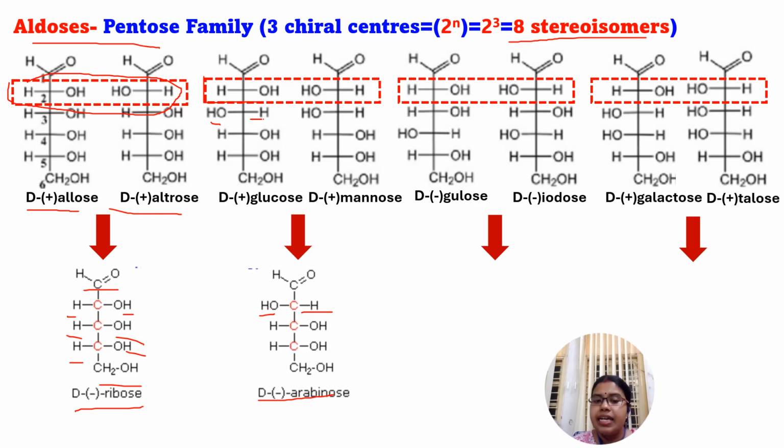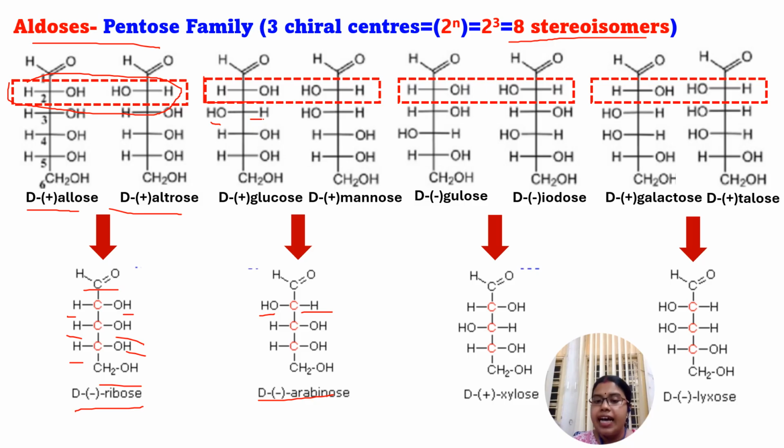From the next pair, that is gulose and idose, we will get the next member, that is xylose. So if we again delete C2, we will get xylose, the third family member of the aldopentose. And again from the last pair, that is galactose and talose, we will get the last member of the aldopentose, that is lyxose. So in the case of lyxose, C2, C3 have HO on the left, H on the right, and it is a D isomer. So for the penultimate carbon, that is C4, H is on the left and OH on the right.